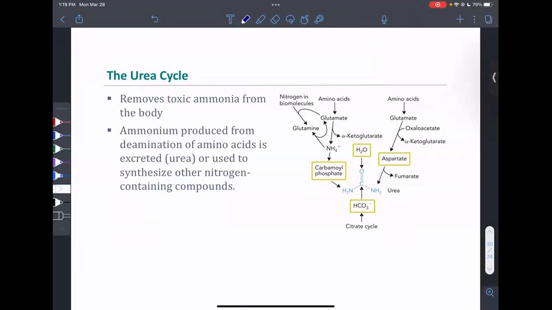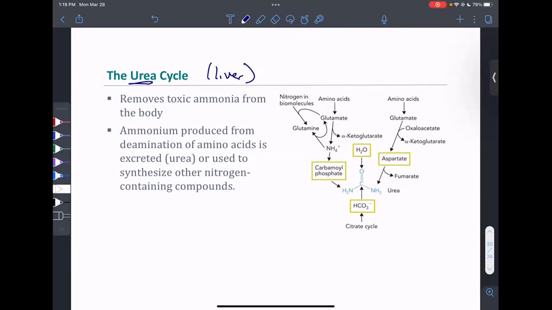We take the nitrogen off and we remove that free nitrogen, that free ammonium ion, and we reuse the carbon skeleton. So what do we do with that ammonium ion? Well, we go and we make urea. So the urea cycle occurs in the liver. And this is how we're going to remove all that toxic nitrogen, right? We said we can't store it. It's not good for the cell.